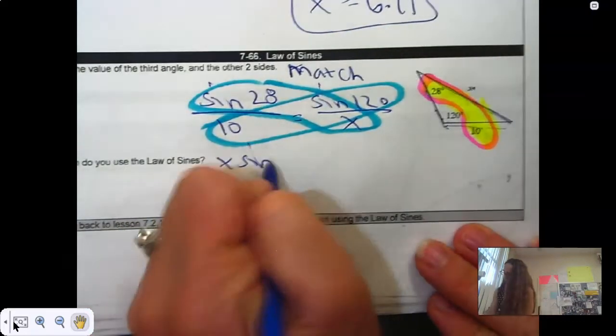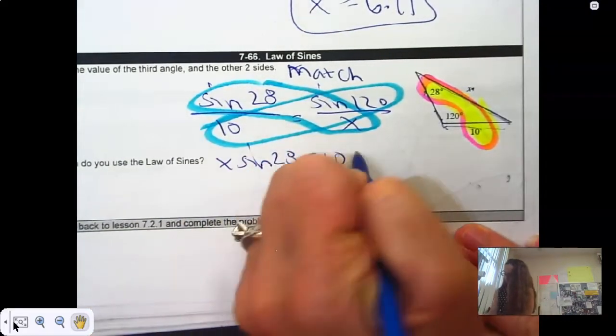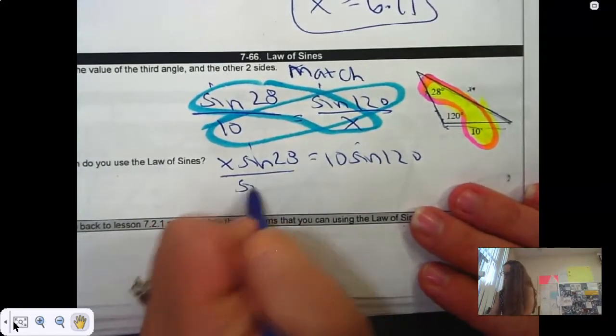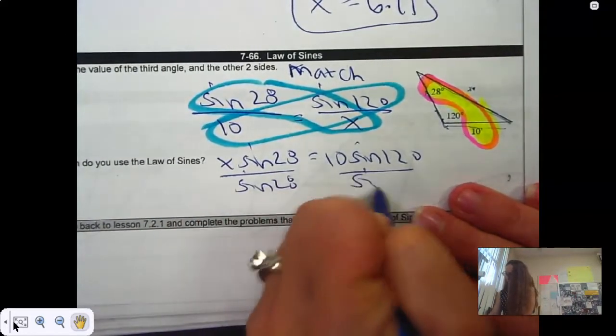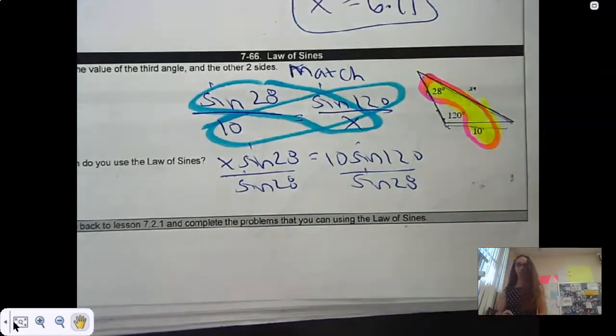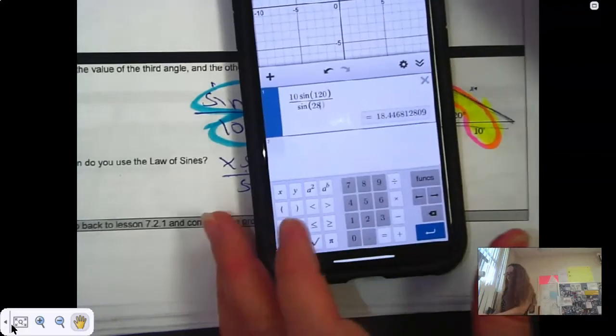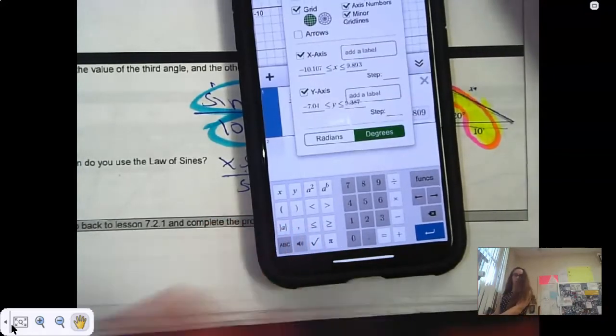x sine 28 equals 10 sine 120. How do I solve for x? Divide by sine 28. And then I'm going to pause it, pick up my calculator, and get the answer. And I got 18.44. I know it's going to be in degree mode because I haven't done anything.